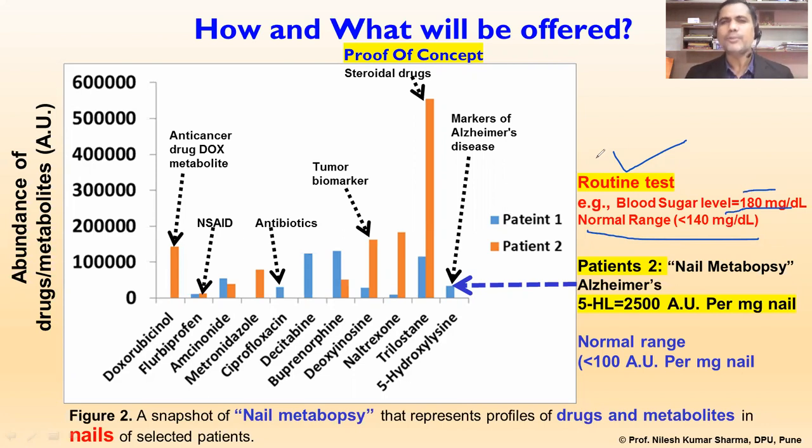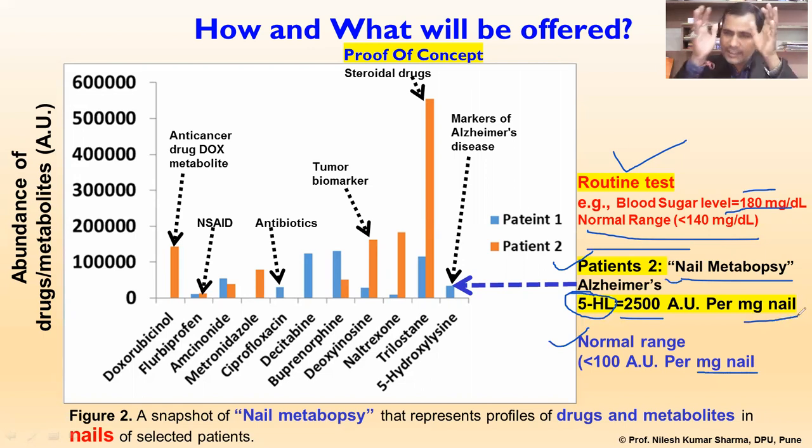The individual does not have to go into the details of how the VTG worked, or how the other analytical instrument is going to work. They will have this in a simplified form. And here is an example of what data will be given to the patient. From the nail metabopsy, for example, a potential Alzheimer patient, right? For potential Alzheimer patients, a particular metabolite like 5-HL, 5-hydroxylysine, is very critical. If the level within a particular individual is, for example, 2500 AU, that is arbitrary unit, and the normal range is, for example, less than 100 units per milligram of the nail. It is very important here, look, per milligram, it is defined.